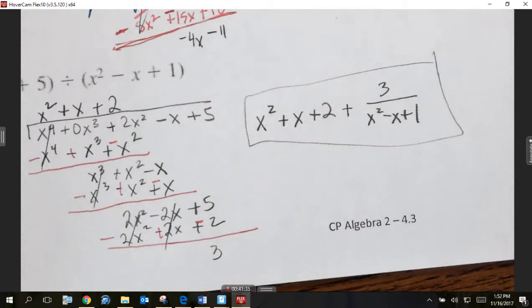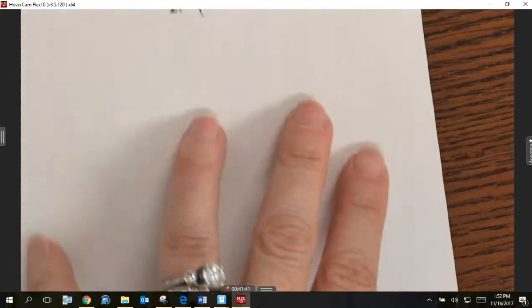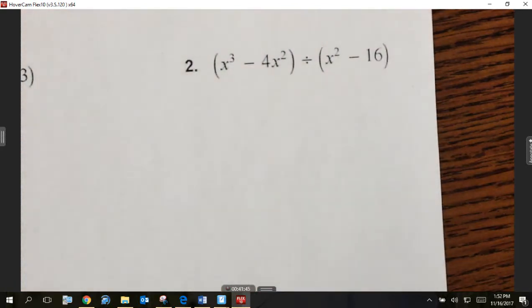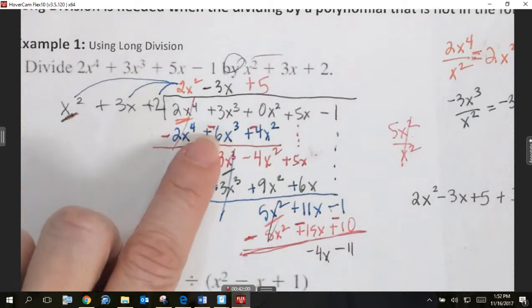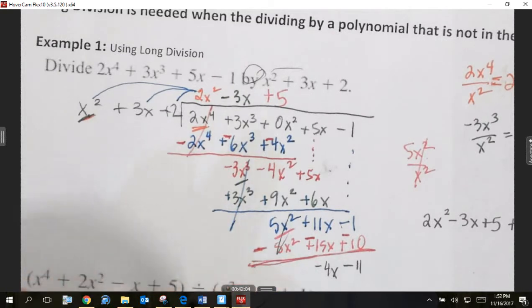I want to do one more with you, and then you've got 3 to try on your own. I'm going to actually do number 2 with you. Is it a smart idea to do this stuff in pen? No. You know what happens if you make one mistake right here? Everything else is wrong.